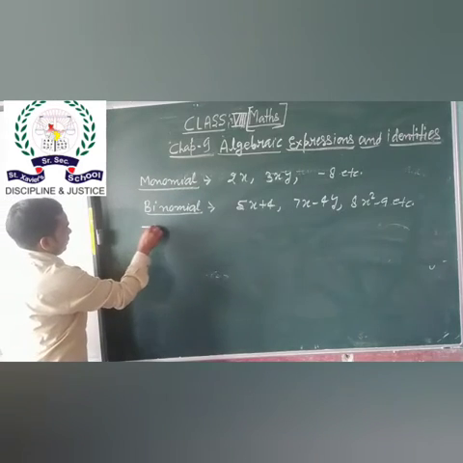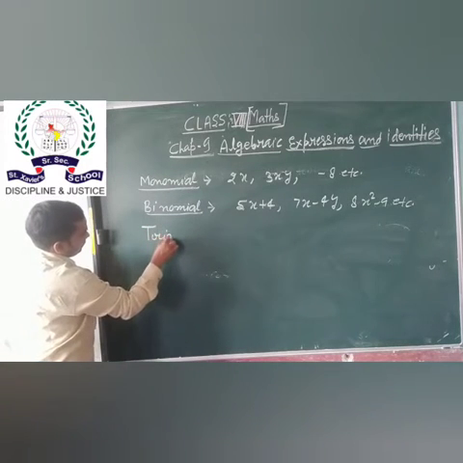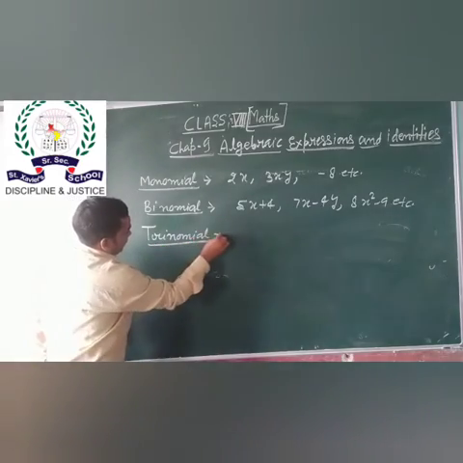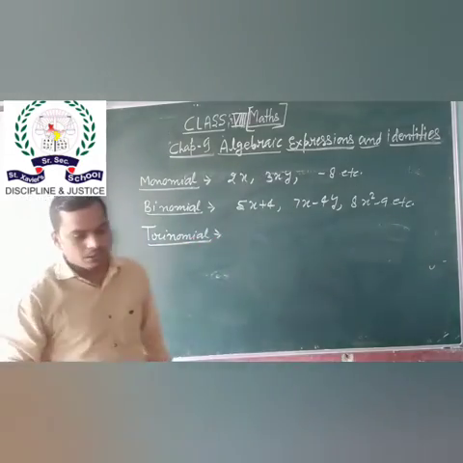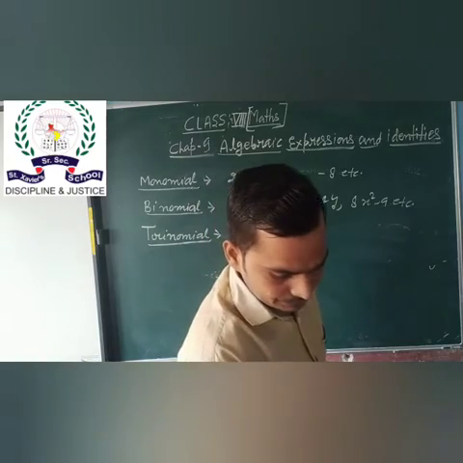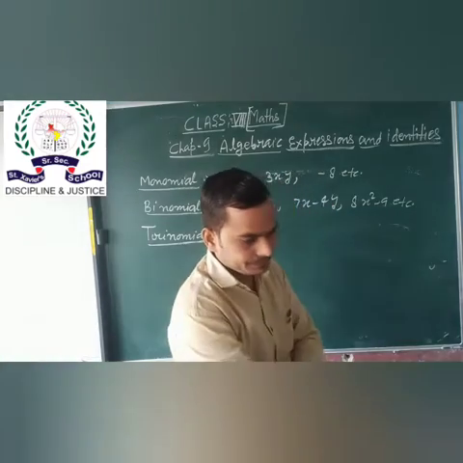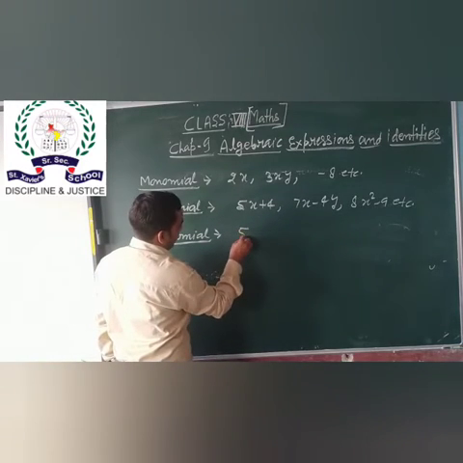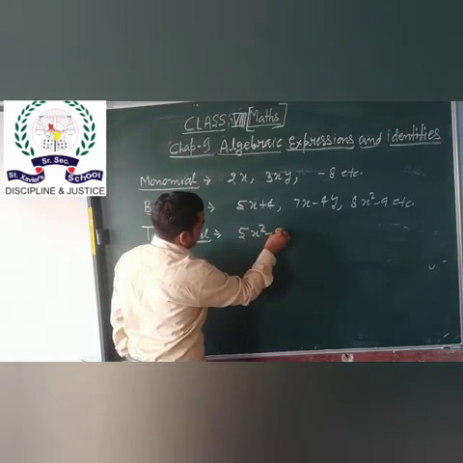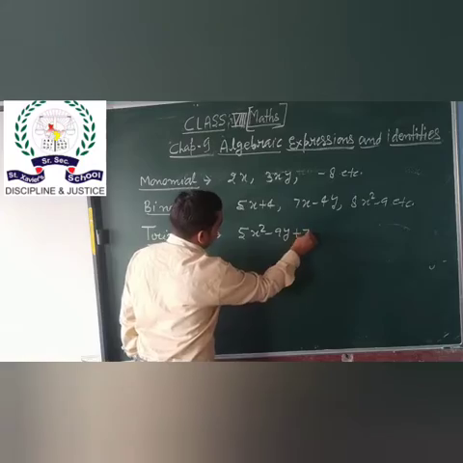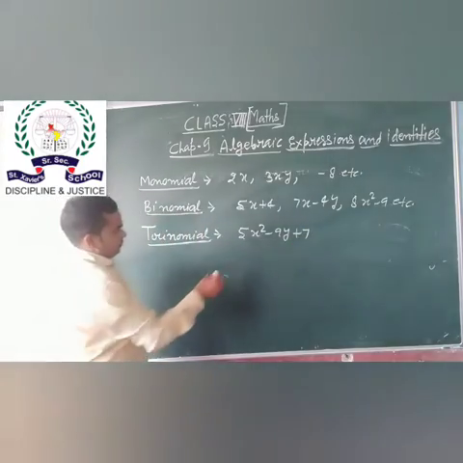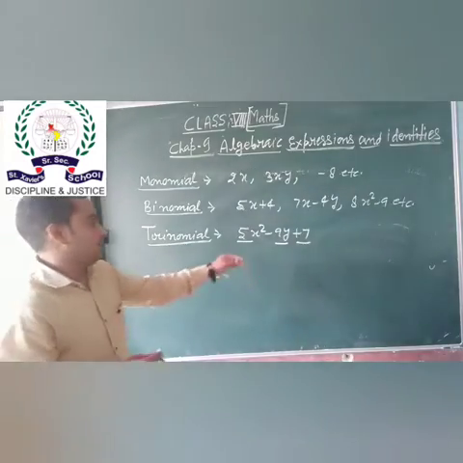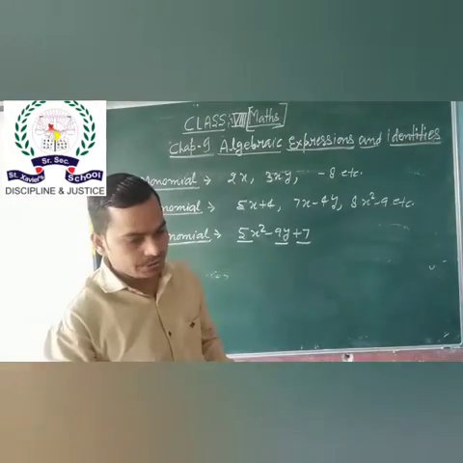Then trinomial. Tri is 3. The expression which has 3 terms is called a trinomial. For example, 5x square minus 9y plus 7. So 1, 2, 3. This expression has 3 terms, so that is a trinomial.